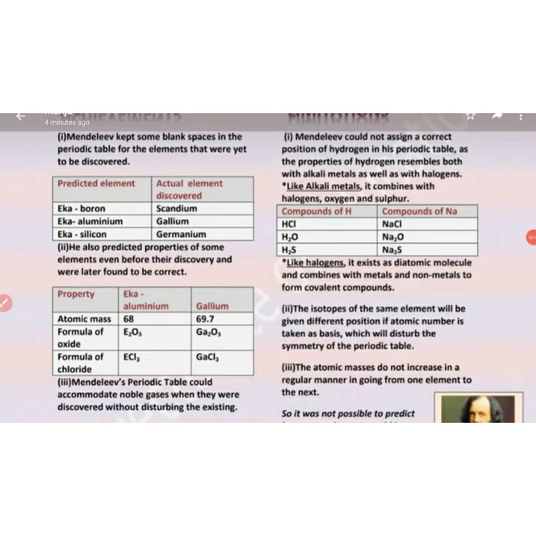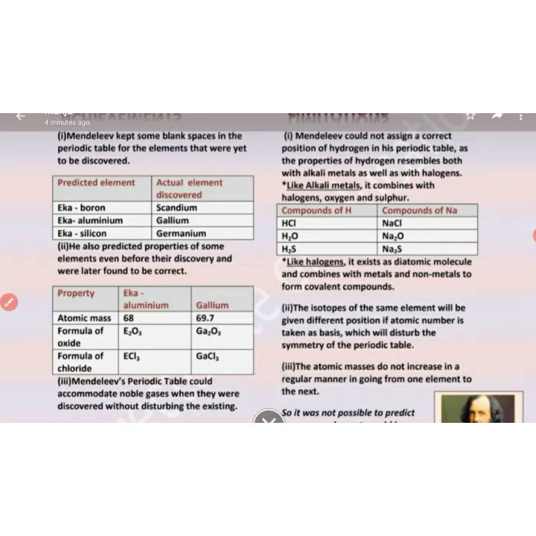For isotopes, if we take an example of carbon, carbon with atomic mass 12 and atomic number 6 is one isotope of carbon, and the second isotope of carbon is C14.